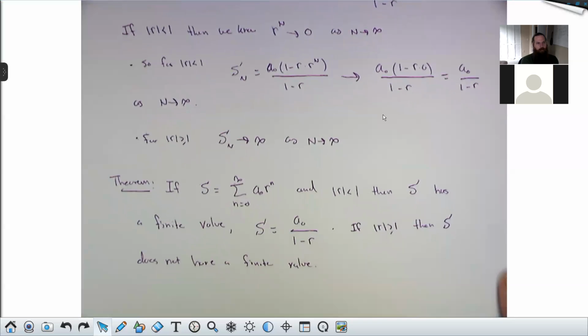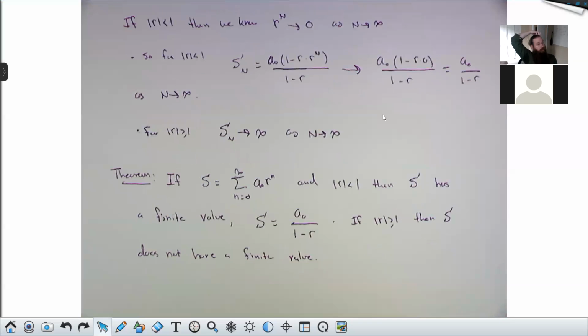And this is good stuff. Not necessarily between 0 and 1, but between -1 and 1. The absolute value of r has to be less than 1, which means r itself has to be strictly between -1 and 1. -1/2 is okay.